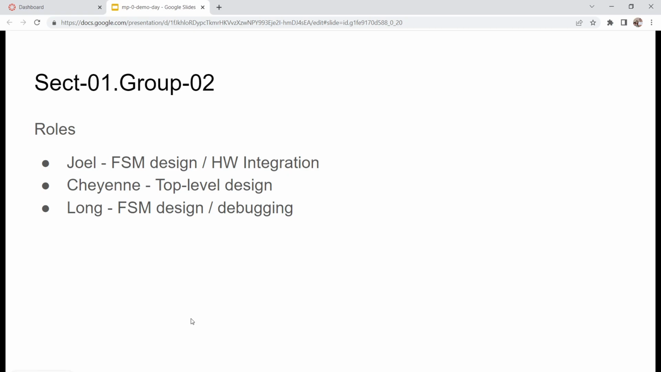Okay, so I'm Jan. I did top-level design. I'm Joel. I did some of the finite state machine design and the hardware integration. And I'm Long. I helped Joel with the FSM design and some debugging.